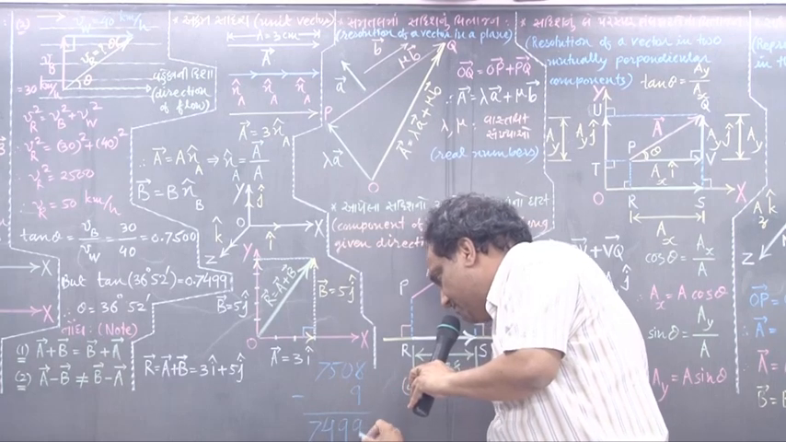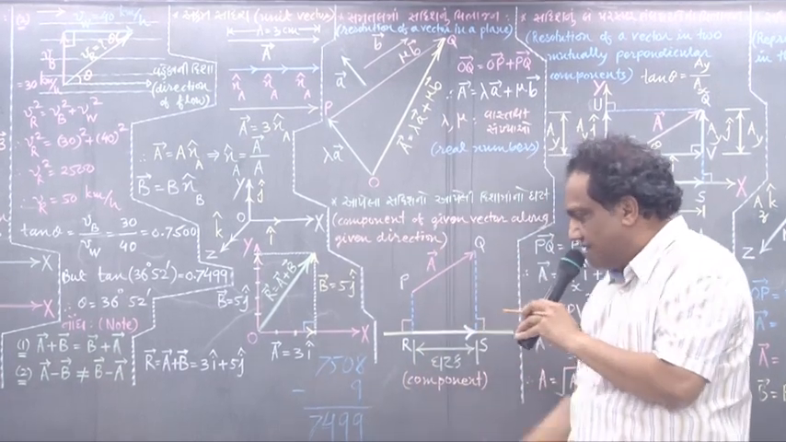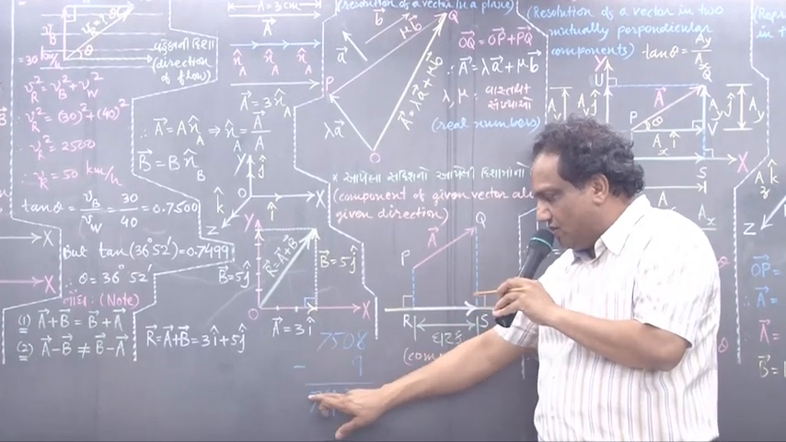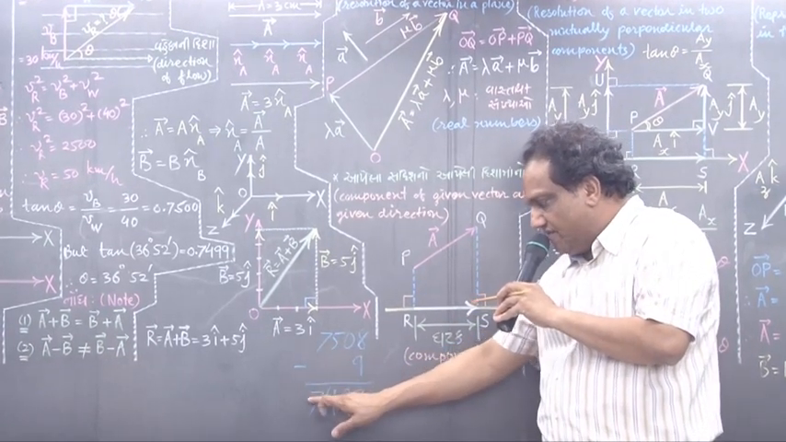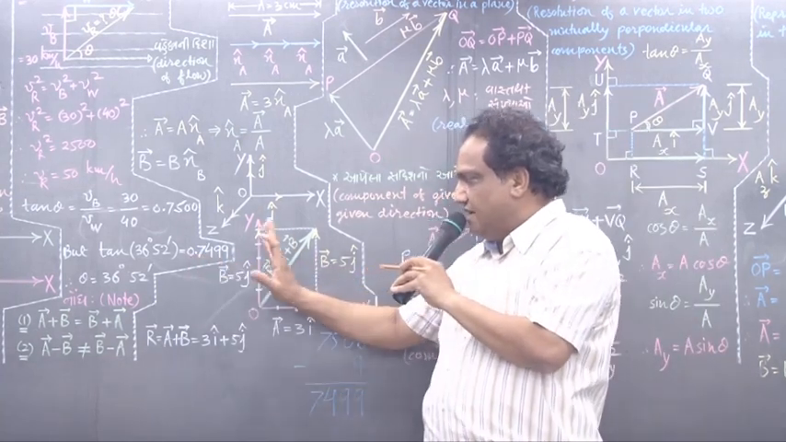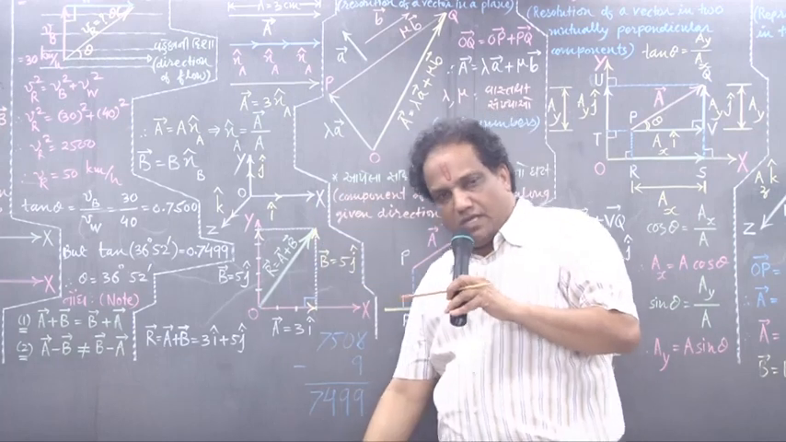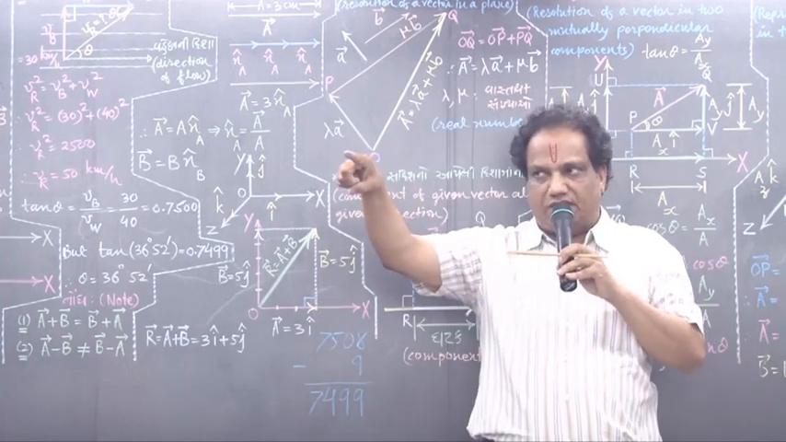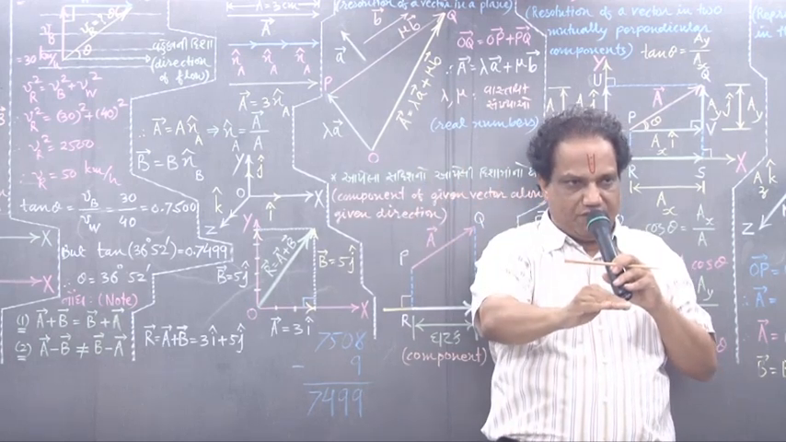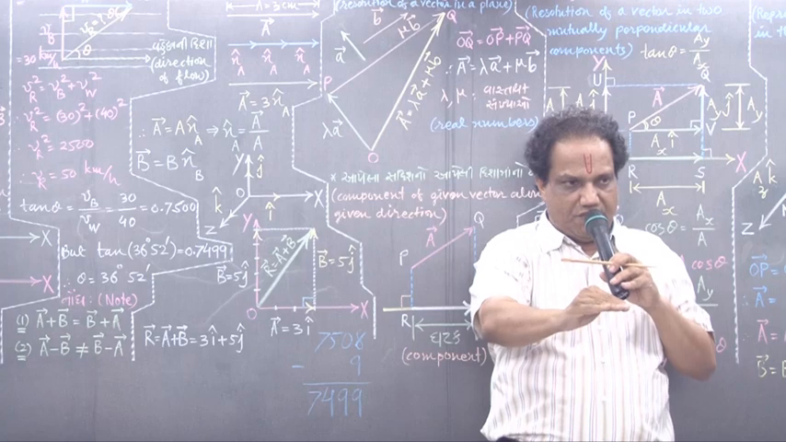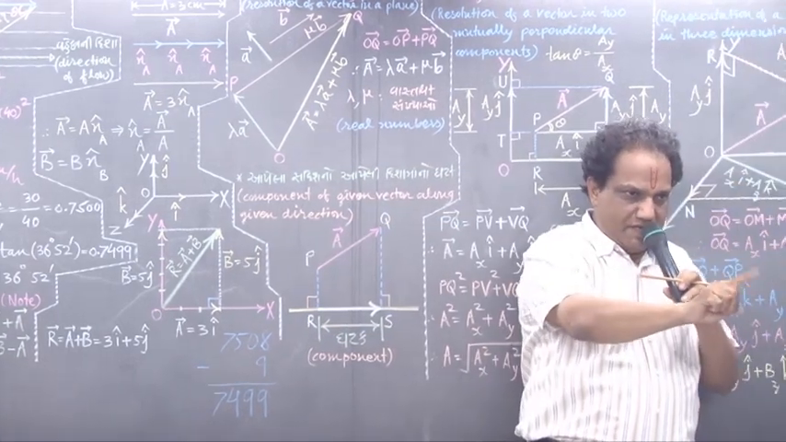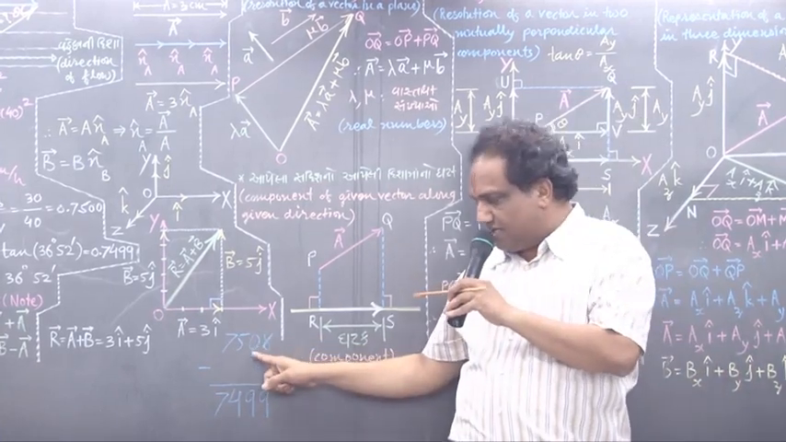If I do that, then the answer is 7499. It's 0.7499. But don't forget, there was a decimal point here, so here also you should consider the decimal point. Wait. Look here. Against 36 degree, below 54 minutes, it was 7508. And now below 2 minutes it was 9.